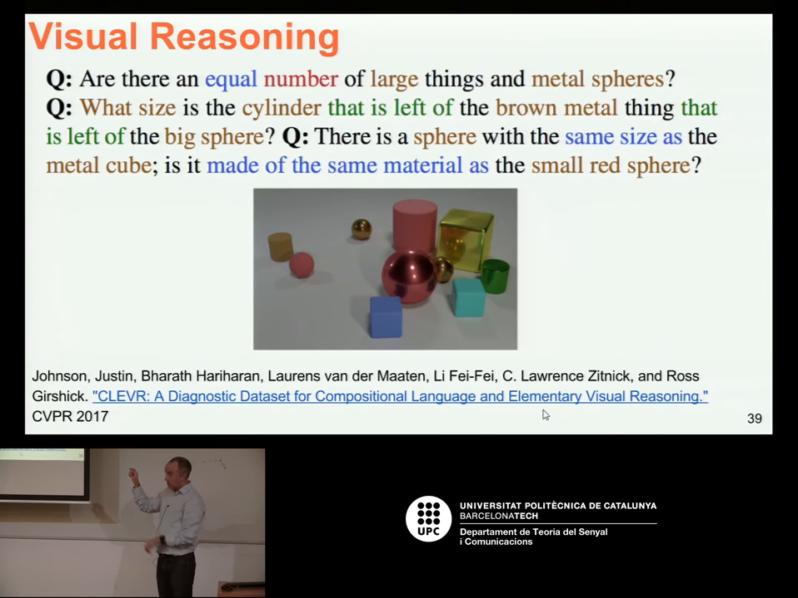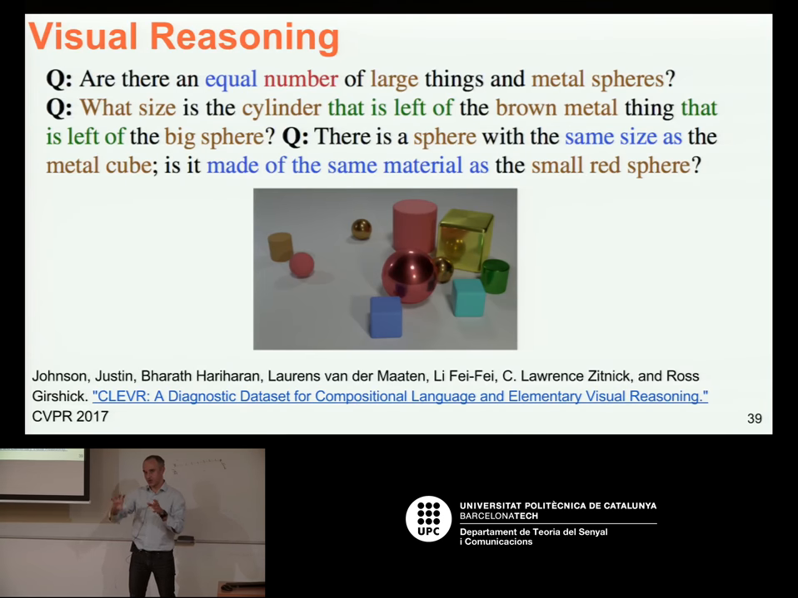Lately, there's a lot of effort in a problem called visual reasoning, which is trying to tackle one of the limitations of tasks like visual question answering. In some cases, some of the models just learn the bias of the data set, so they don't even look at the image. Just by looking at the question, they answer the most probable answer, and that's it.